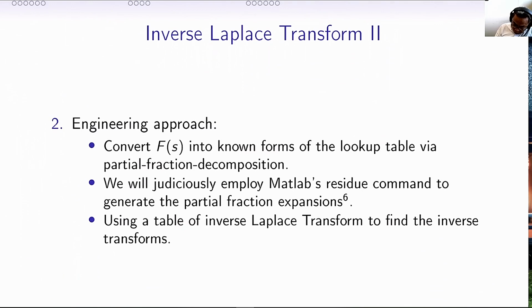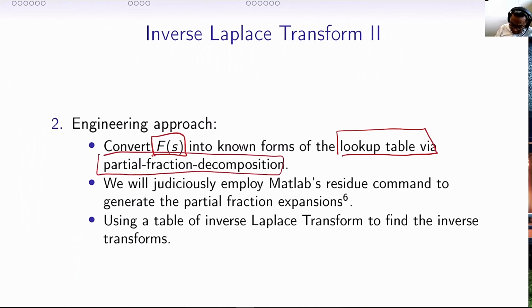In the engineering approach, we first convert a given F(s) into known forms, and then use the lookup table. The lookup table that we have examined before has 13 entries, and then we will simply take the lookup table's entry and replace it by the function in time. How do we do that? It is through something called partial fraction expansion. If we have a very complicated F(s), we need to break the F(s) into the simple form that exists in the lookup table.